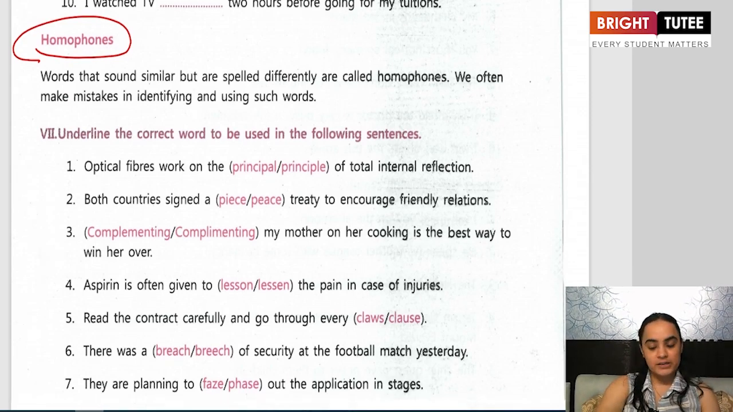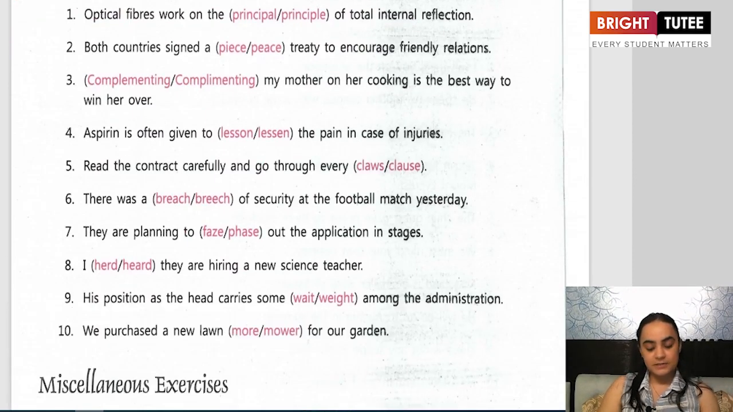Let us look at the question given below to us and identify what is the correct word to be used in the situation. Optical fibers work on the dash of total internal reflection. Two principal are given. Remember that principal with an AL is the principal of a school, college. Here we are talking about the rule of the optical fiber. So PLE, principle, rule of something.